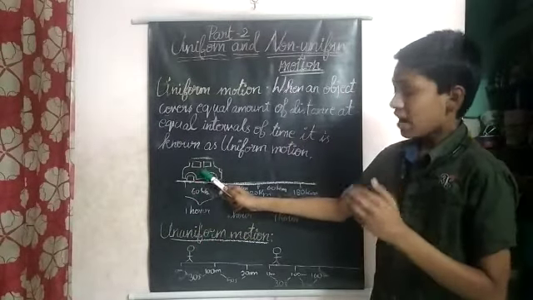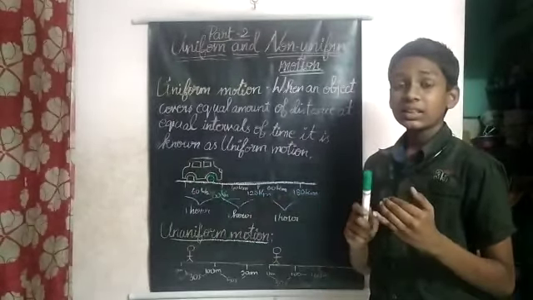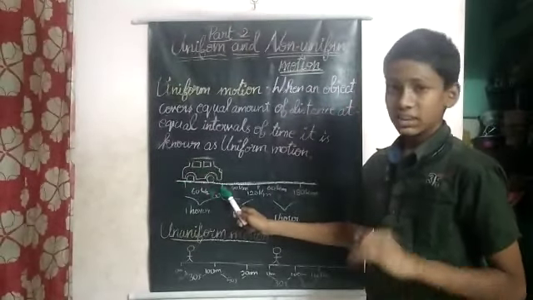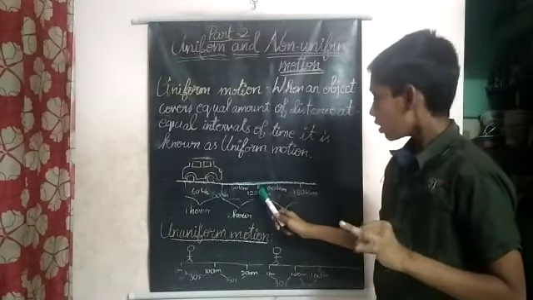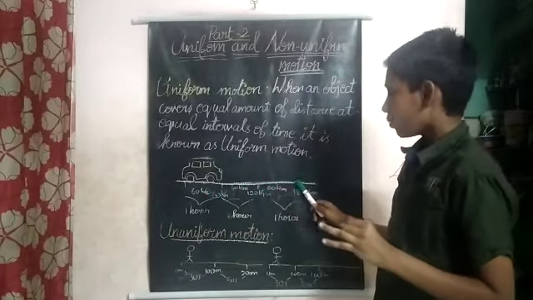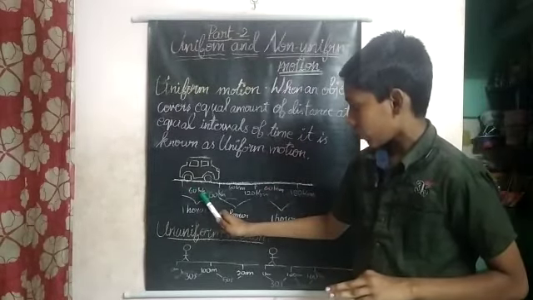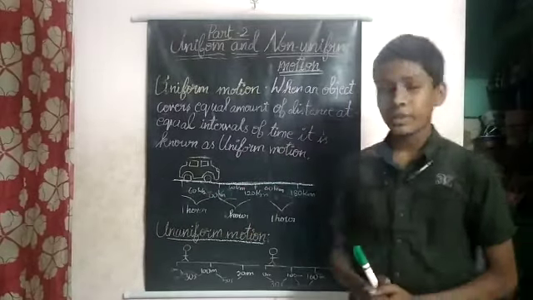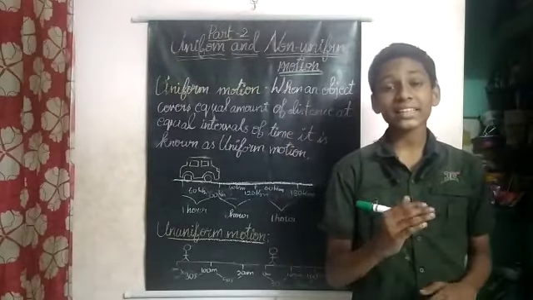This car travels at 60 kilometers per hour. So, this car traveled 60 kilometers in the first hour, 120 kilometers in the second hour, and 180 kilometers in the third hour. The distance in the first hour is 60 kilometers, in the second hour 60 kilometers, and in the third hour 60 kilometers. So, there is an equal amount of distance.